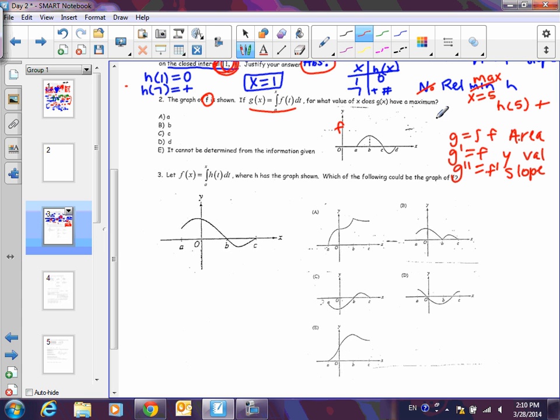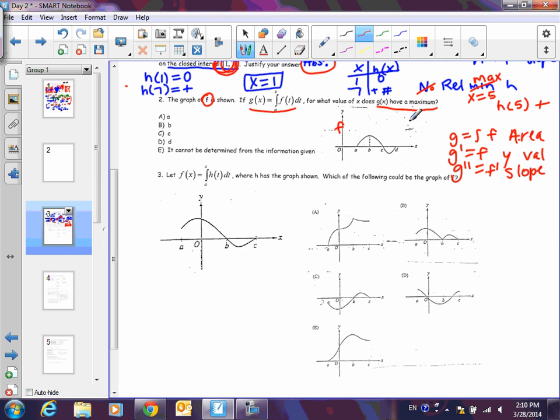Now, they do say, where does G have a maximum? Where do you think the student who doesn't know any calculus, which one is the one they're going to pick? B. So that's probably not the answer. That's an old SAT trick. If it's too good to be true, it's not the answer.